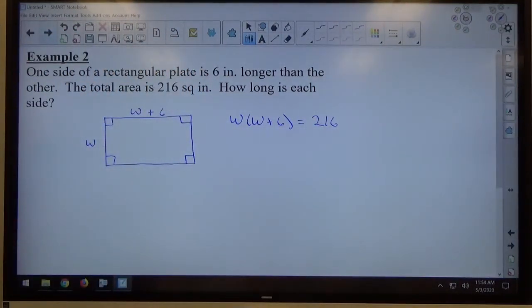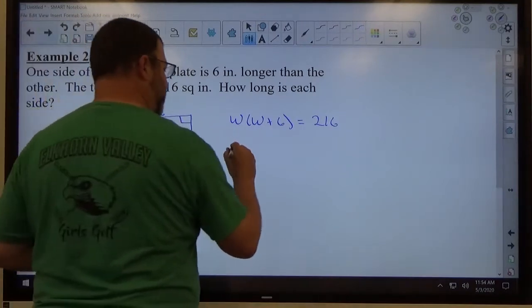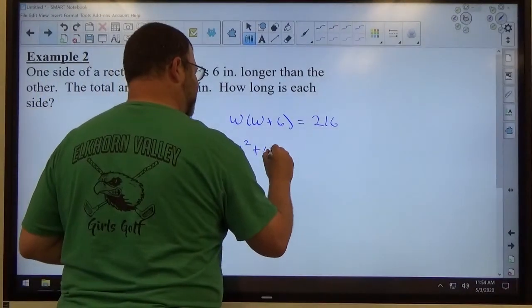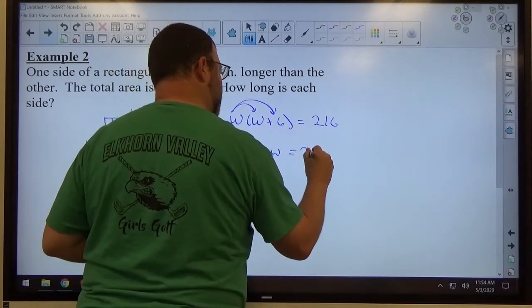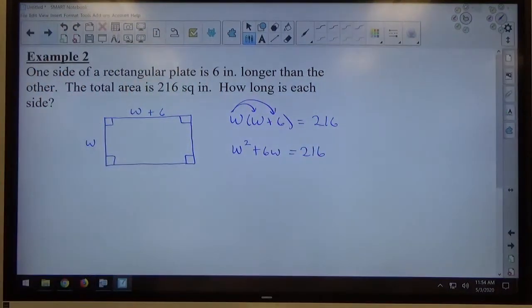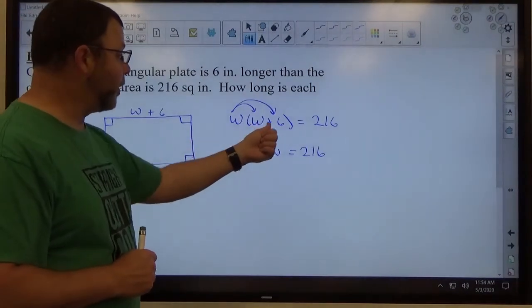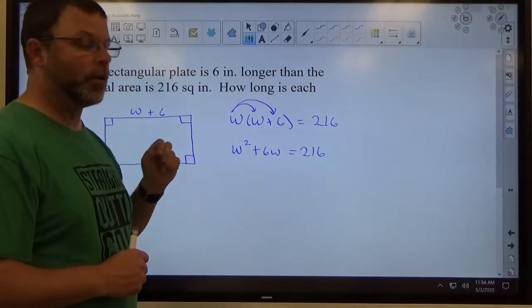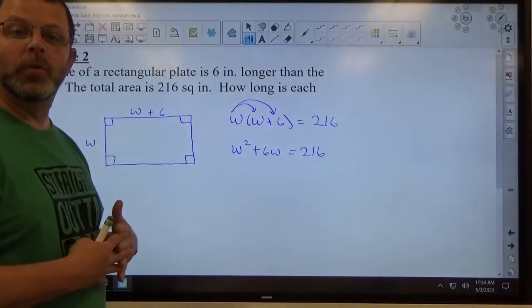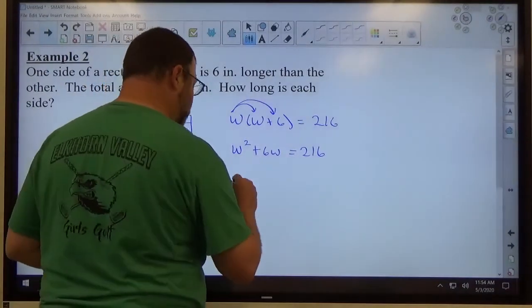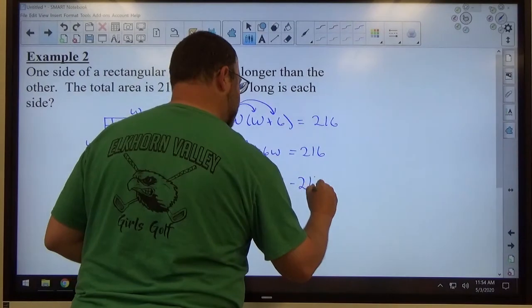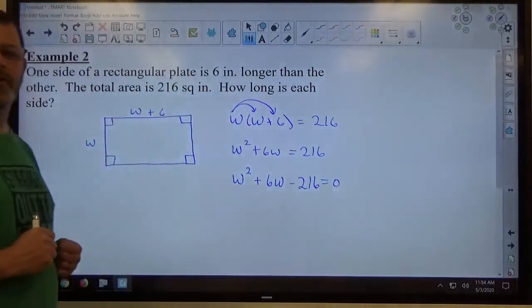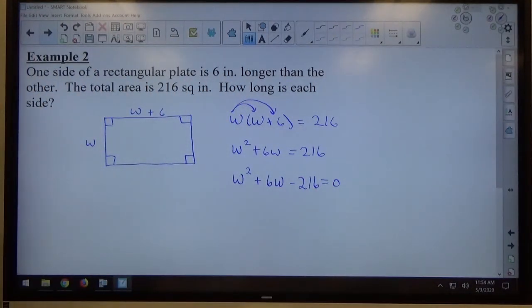The only difference between this one and the previous one now is if I simplify W squared plus 6W by distributing the W through this parentheses like so, that gets us a quadratic equation with a linear term. So the last problem had a W squared and a number. This has a 6W linear term in it, which now we have to solve using the quadratic formula. Remember, with the quadratic formula, the first priority is everything equals 0. So do not apply the quadratic formula until you get to that point where everything equals 0.